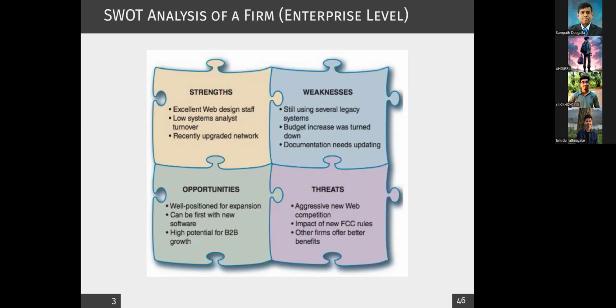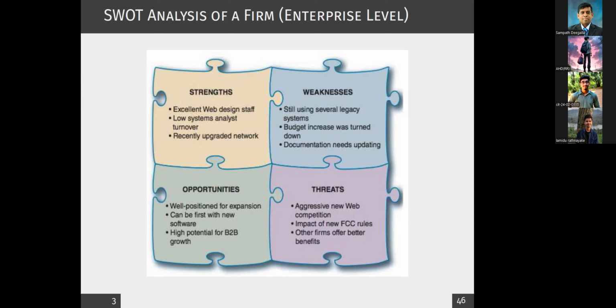Okay, so what are the weaknesses as a web development team? Okay, they will say they are still using some legacy systems, old systems, and budget increase was toned down. So they have not got the budget. And documentation needs updating. So whatever the documentation says, it's quite old, it seems. So they have recognized those as weaknesses at the enterprise level.